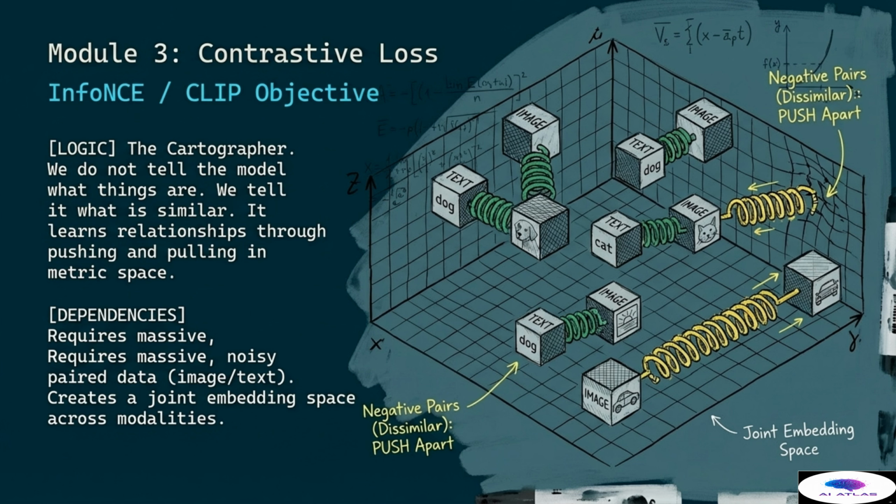This creates a joint embedding space across different modalities like vision and language. It requires massive and often noisy paired data to work effectively. By defining similarity instead of discrete categories, we allow the model to build a map of concepts. This is how modern multimodal models can understand the relationship between the word dog and a picture of a golden retriever. The machine is essentially building a topology of human concepts by looking at how they are grouped together in our vast digital archives. This mapping allows for powerful cross-modal retrieval and understanding.